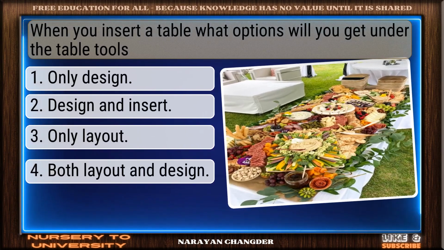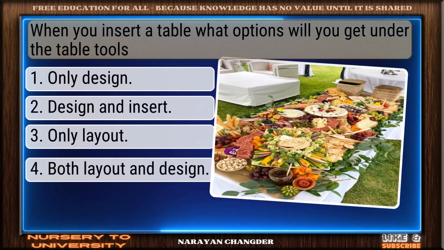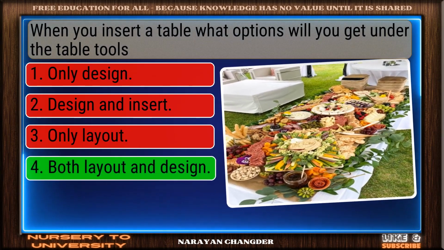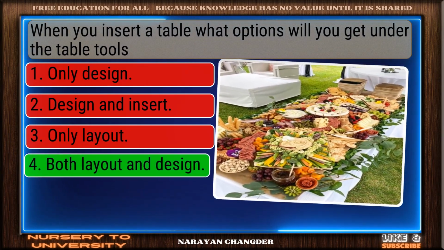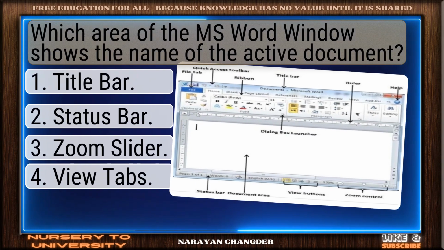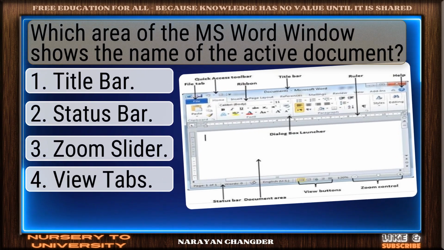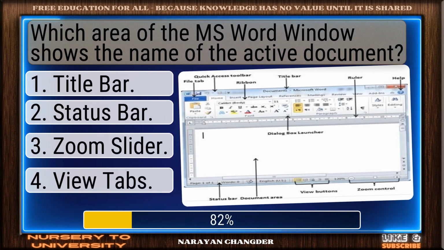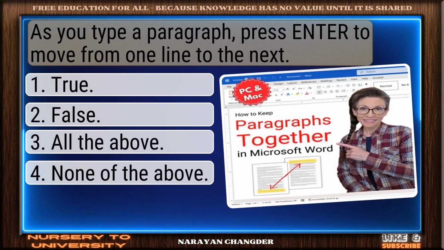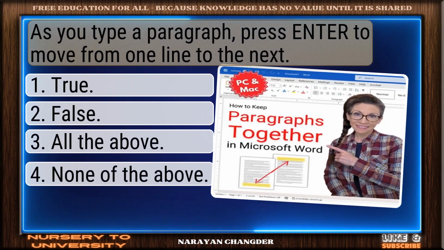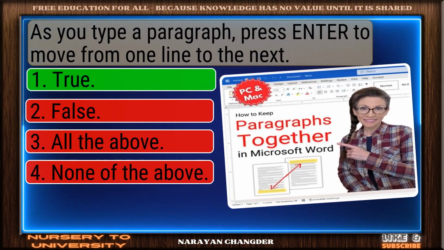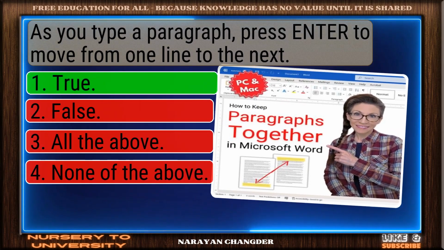When you insert a table, what options will you get under the table tools? Good thinking. Both layout and design is the right answer. Which area of the MS Word window shows the name of the active document? Valid point. Title bar is true. As you type a paragraph, press Enter to move from one line to the next. Well picked. True is the correct answer.